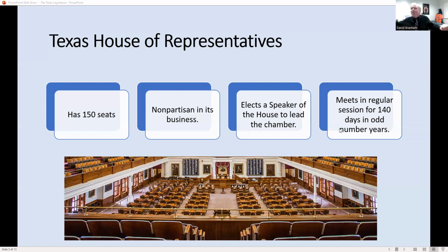They take an entire year off during even-numbered years, and they take over half the year off in odd-numbered years. Texas doesn't meet often, and that's in the Texas Constitution. That's part of the culture of Texas: we don't want our government working. We don't want government doing anything because government is corrupt. It's part of the culture. So that's how often the House meets.